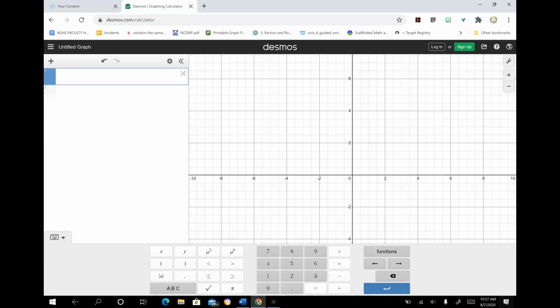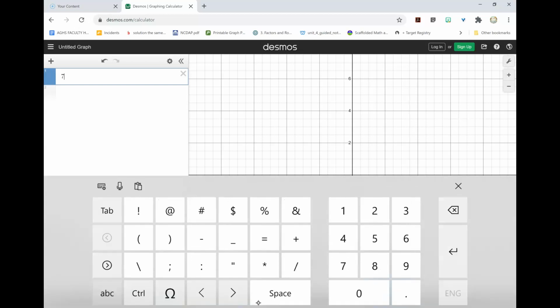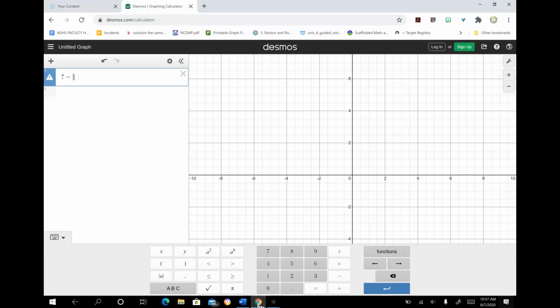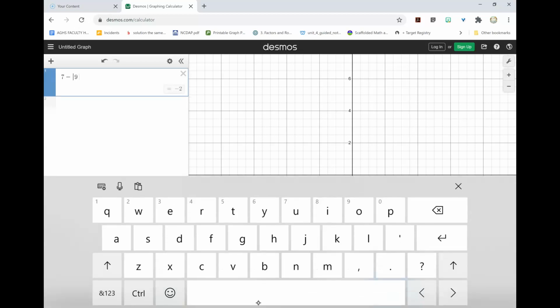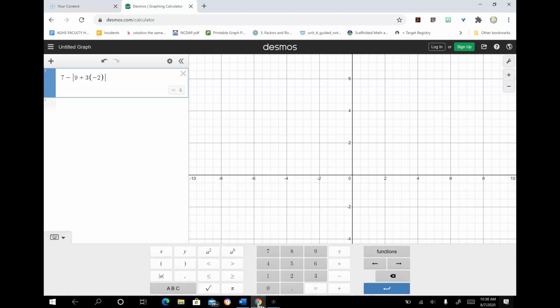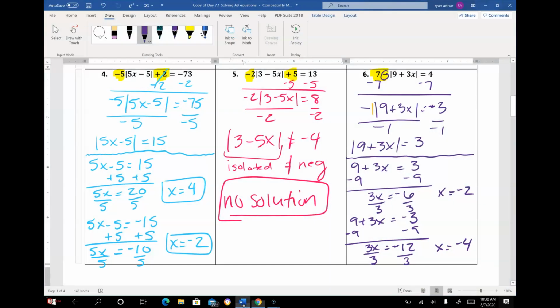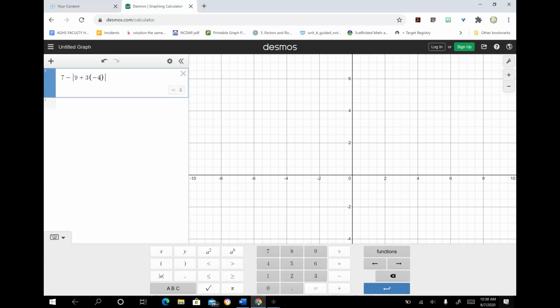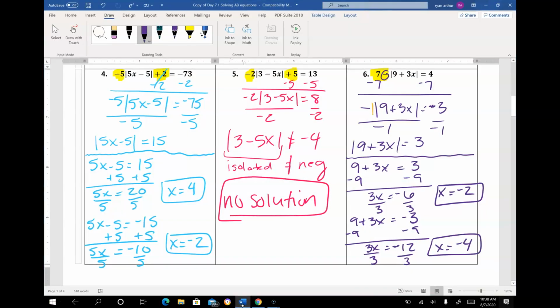We have 7 minus, pull up the absolute value, and it's going to be 9 plus 3x, and our first x is -2. Whoops. And then that should equal 4, and it does. So the first answer is an answer. Now let's replace that -2 with a -4. And we still get 4 again. So both of these are answers, okay?